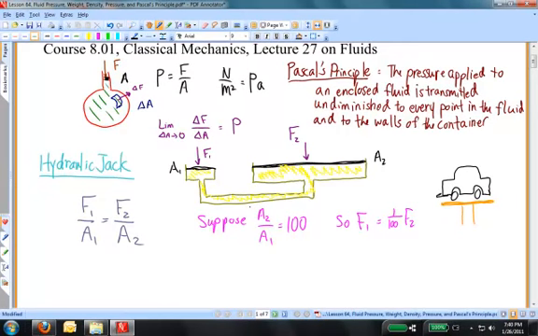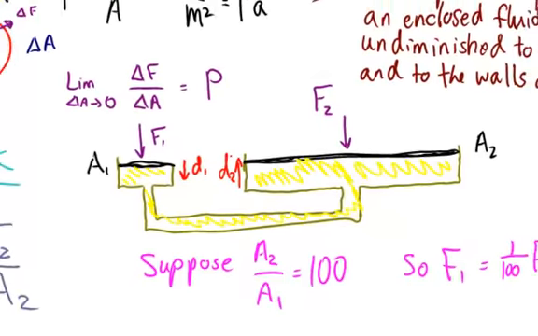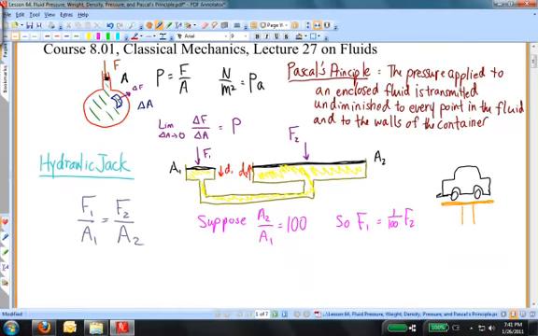Suppose I push this left side down over a distance of d1. That fluid that's displaced ends up over here on the right side, and the right side goes up by a distance of d2. But that same amount of fluid that leaves the left side here at A1 will end up over on the right side at A2.